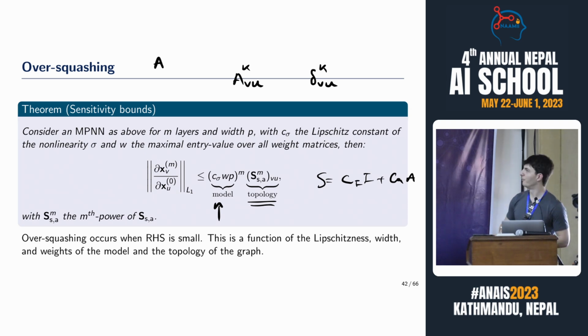So the entry VU of A to the K tells you how many paths there are between V and U of length K. In particular, if the distance between V and U is bigger than K, this is always 0. If not, then this number really grows if you have self-loops. That's a technicality, but okay.